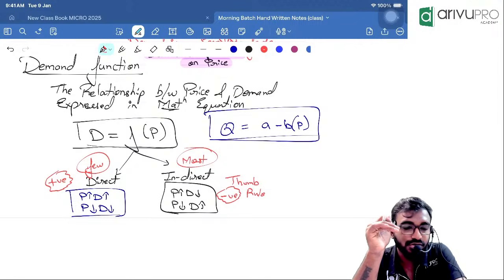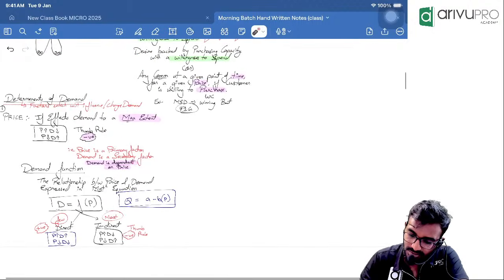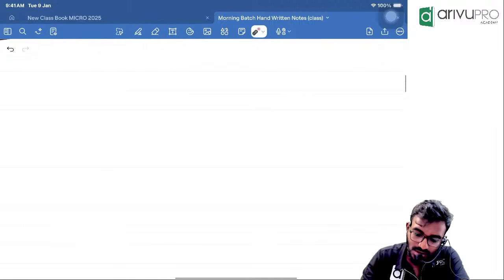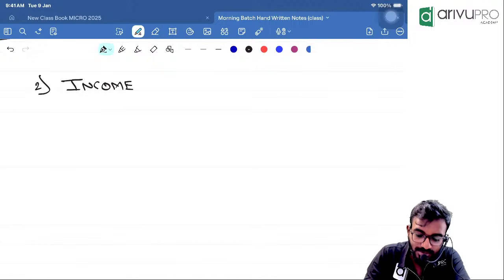These are the important points. First and foremost, we discussed price. Price affects demand to a certain extent. Now let us go to point number 2. Point number 2 is income. What is it? Kasu, pana, duddu, money.